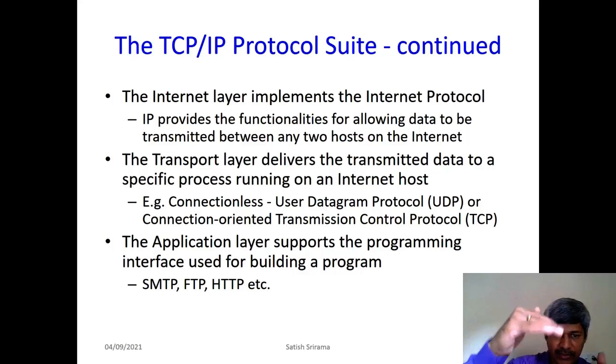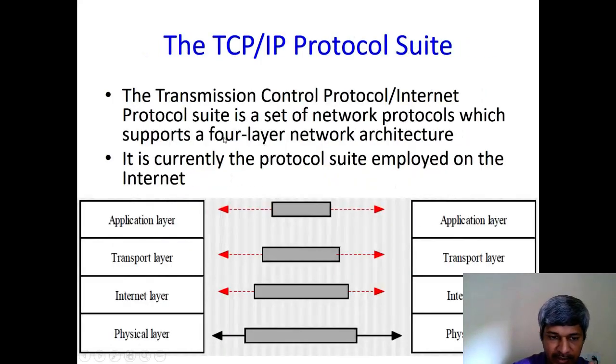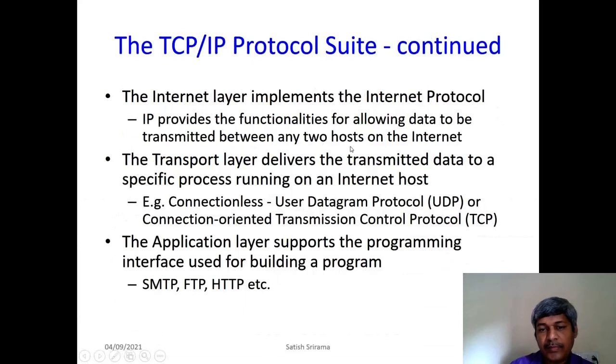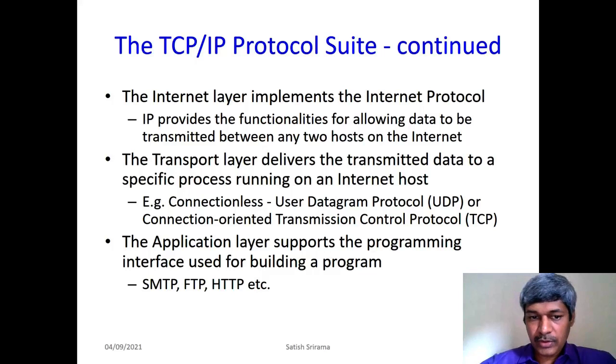Then the transport layer, which is above the IP layer, the internet layer, primarily delivers the transmitted data to a specific process running on the internet host. Say, for example, two different nodes are running. The physical layer is sending the electronic signals. The internet layer implements the IP protocol, the internet protocol, which specifies how you can identify a node and how you can send a message to that particular node. The internet layer takes care of that, whereas the transport layer, which is above it, delivers the message to a particular process.